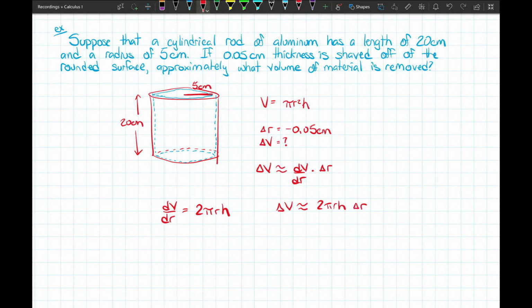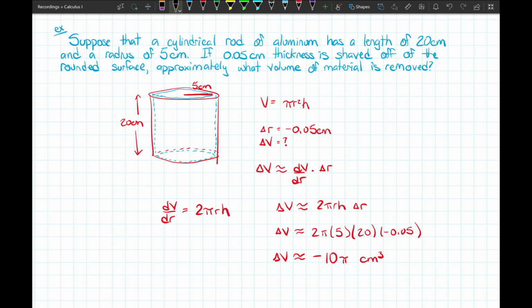Now we can plug in all of our numbers. Delta v is approximately equal to 2 times pi times our radius of 5 centimeters times our height of 20 centimeters times the change in radius, which is negative 0.05. And if you take a look at the units, we've got radius in centimeters, height in centimeters, and a change in radius in centimeters. So we end up with centimeters cubed. We'll end up with a negative value because the volume of the cylinder is decreasing. So the approximate volume that is lost off the material is 10 pi cubic centimeters.